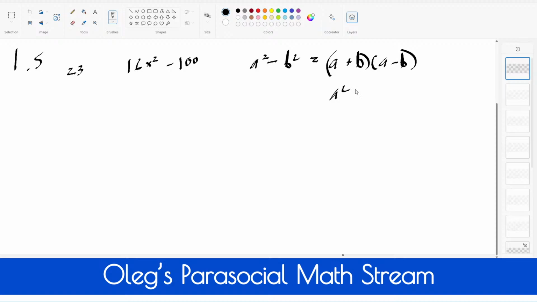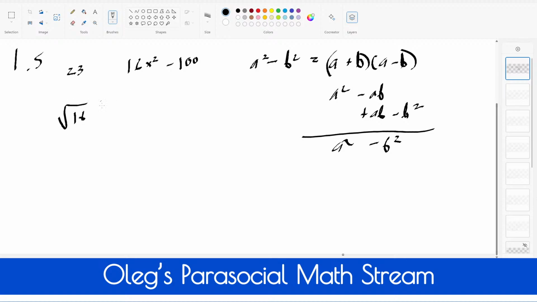A times A is A squared, minus AB. B times A is AB, minus B squared. Okay? So as we could see, that gives us A squared minus B squared. So in that case, we're just going to square root this, assuming that the A is positive. Okay? We're going to let the A be positive.